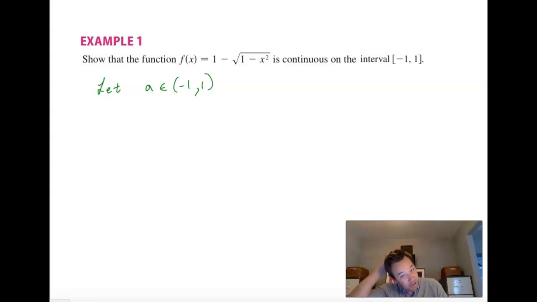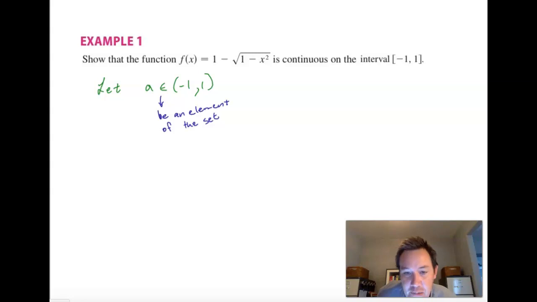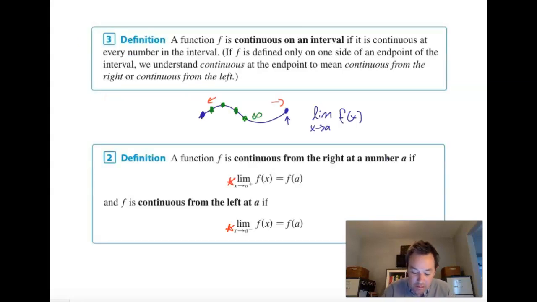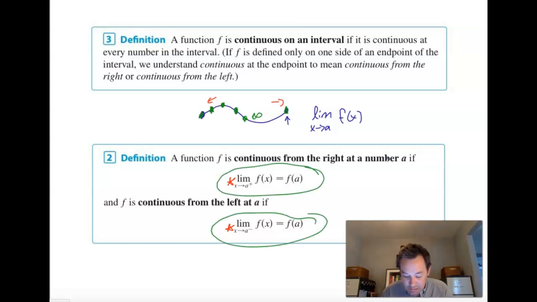And I specifically used open points there. This symbol just means be an element of the set that follows. So I'm saying let a be an element of the set between negative and positive 1. a can represent any number in between those. All right, the first thing I'm going to do before I deal with a is check for continuity at the endpoints, like we were talking about here. So we're going to deal with the endpoints based on the left and right-hand continuity definition.